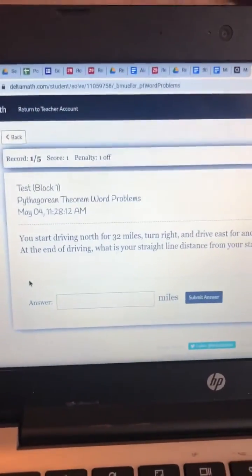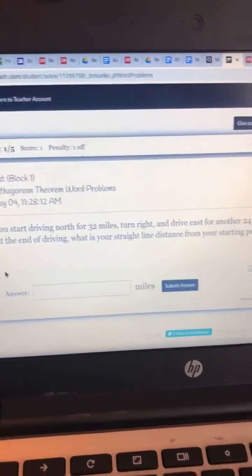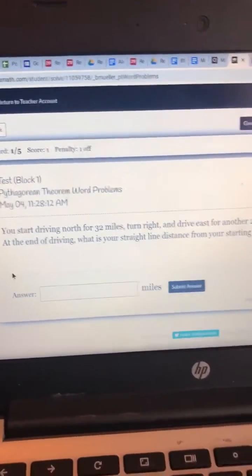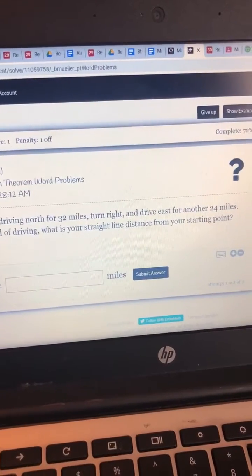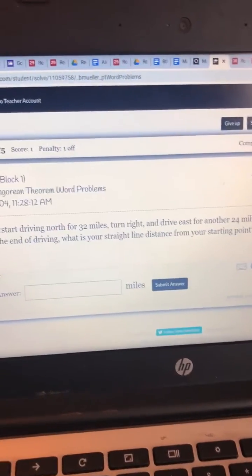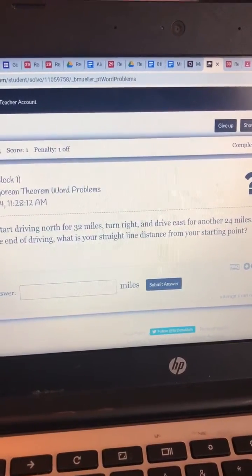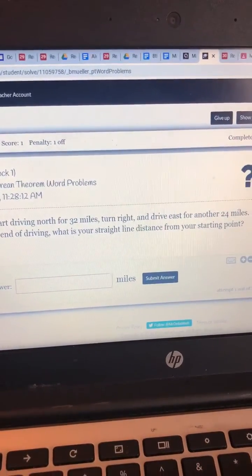Pythagorean theorem word problems. You start driving north 32 miles, turn right, and then drive east for 24 miles. At the end of driving, what is your straight line distance from your starting point? So they're giving you both legs, and they want to know the straight line distance. So they're asking you for the hypotenuse or your diagonal.